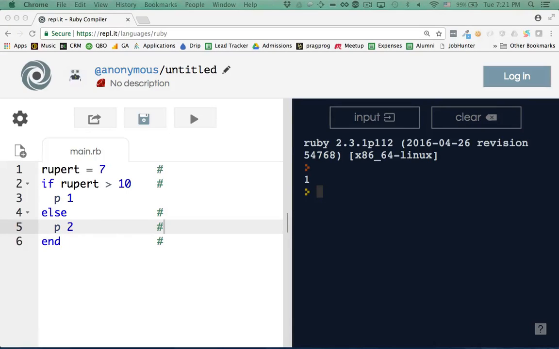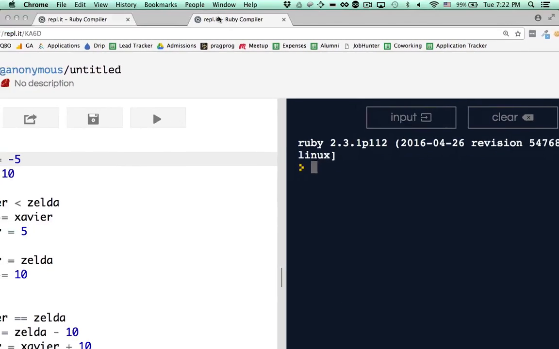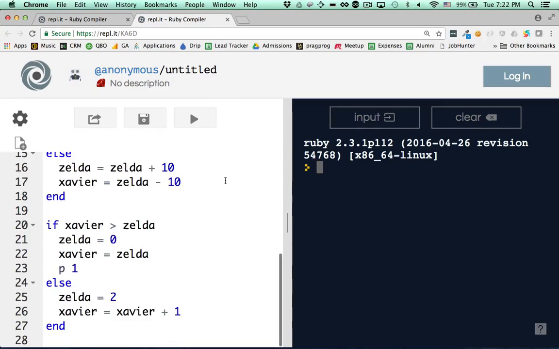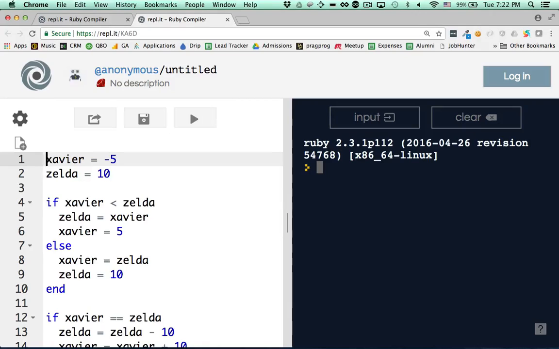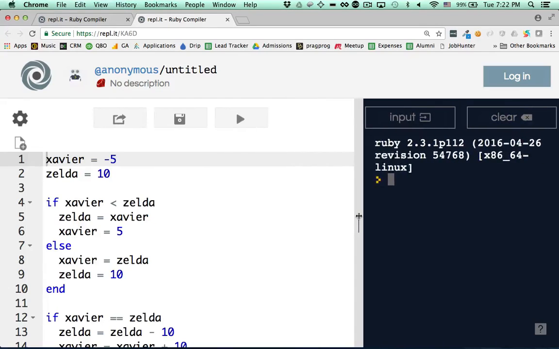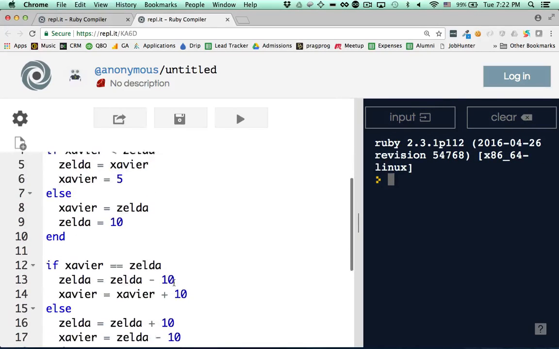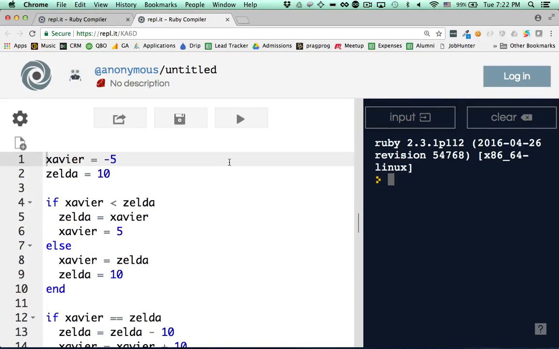Here we have a more complex example. Yikes. A much more complex example. And I guess let's just walk through this together, and I'll ask you to help me out. Let's keep track of what Xavier and Zelda is at any given time. So obviously on lines 1 and 2, Xavier starts out as -5, Zelda starts out as 10, okay?